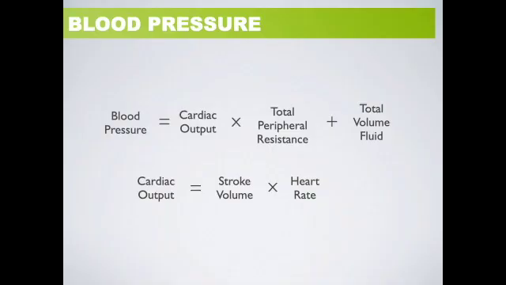So in short, just a quick review here, blood pressure equals cardiac output times peripheral resistance plus total volume of fluid. Cardiac output is equal to stroke volume times heart rate. So how much the heart contracts and how often.